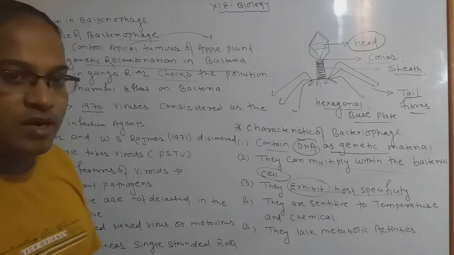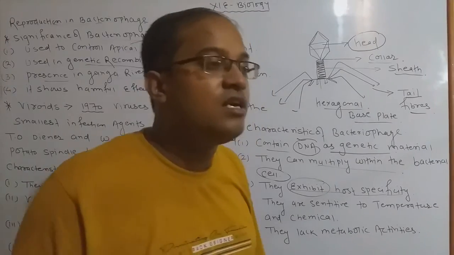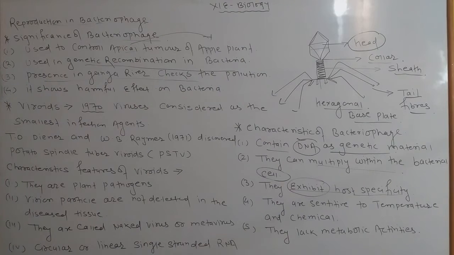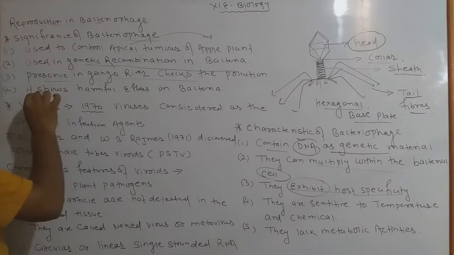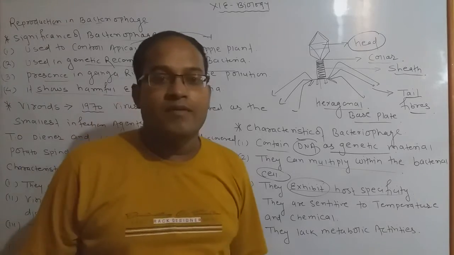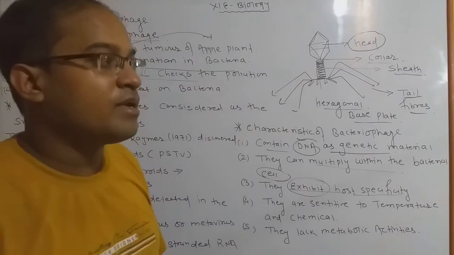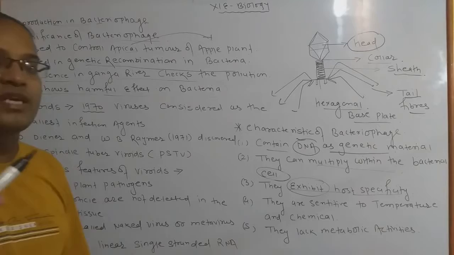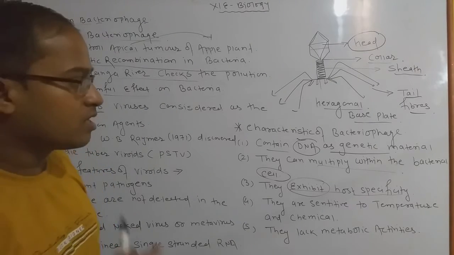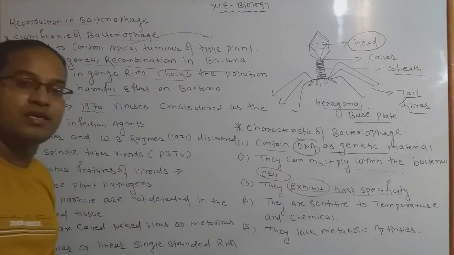So it is your homework: which type of bacteriophage is generally used to find the pollution in the Ganga river? Now next, it shows a harmful effect on bacteria. Several times some of the bacteria are most harmful for human beings, and at that time bacteriophage can kill such types of bacteria and save us. So it is also an economic importance of bacteriophage.